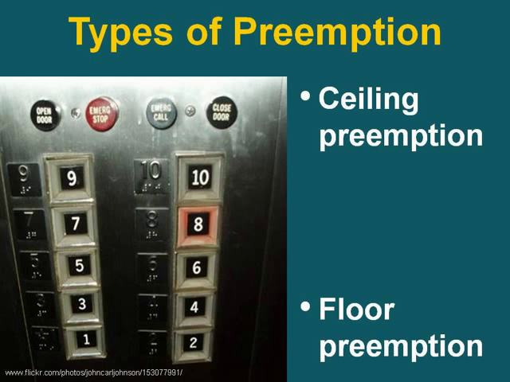The other type of preemption, which some people conceptually would not even call preemption, is floor preemption. Let's take another federal law hypothetical. Floor preemption occurs when a federal law sets a minimum standard, or a floor, and leaves room for states and localities to adopt stronger standards.